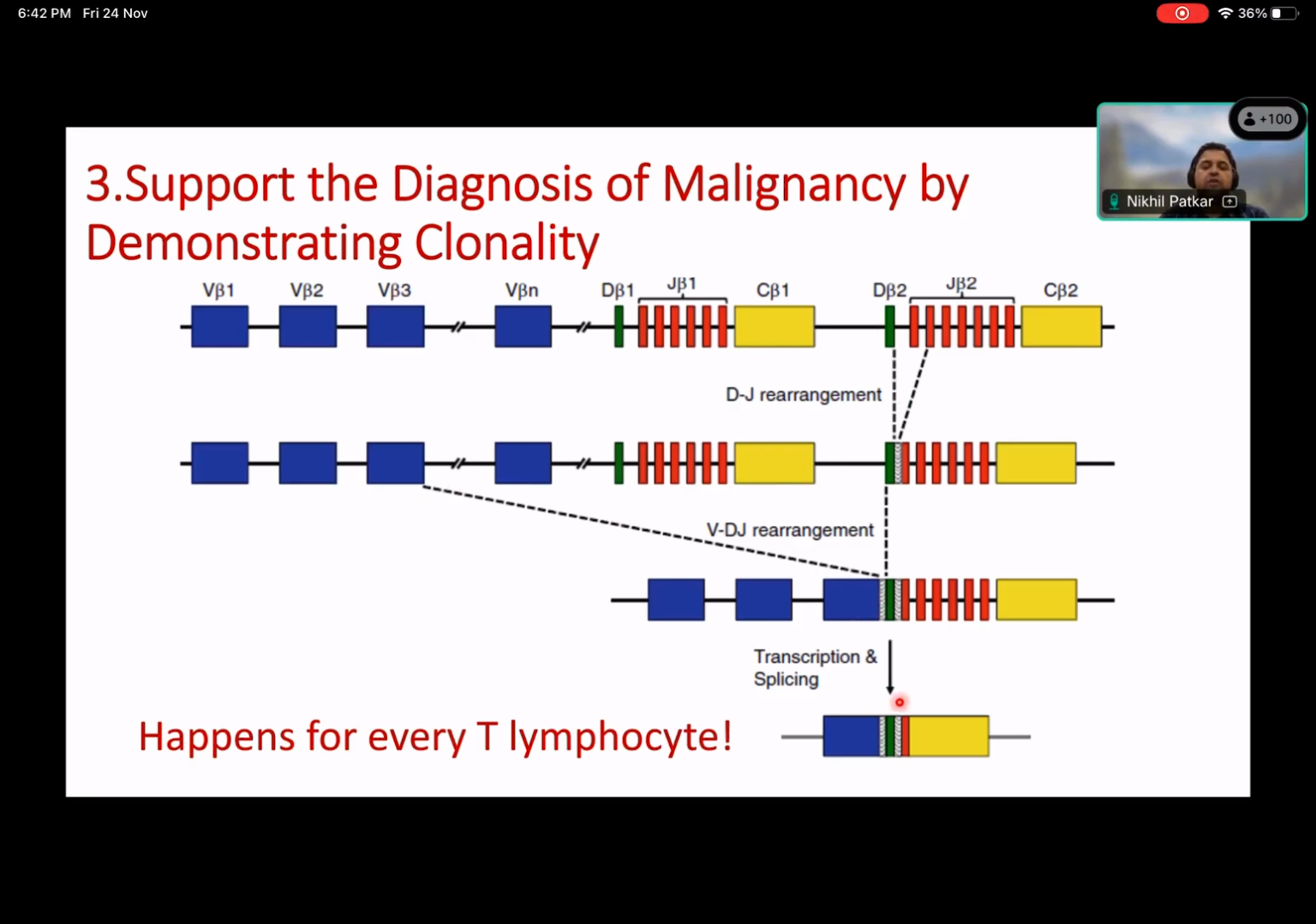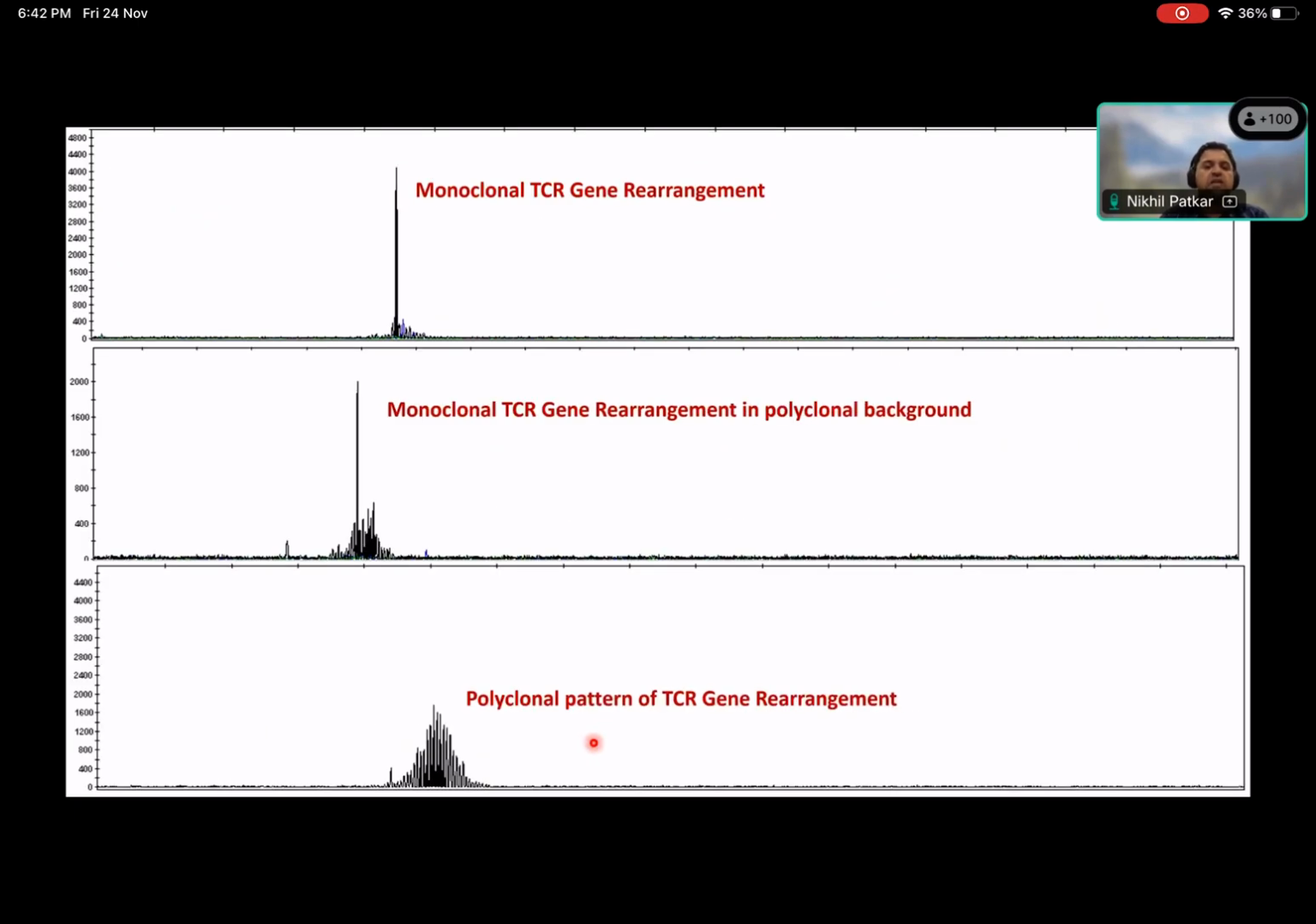This then results in transcription of this particular rearrangement and the formation of a TCR allele, and this happens for every T lymphocyte. So when you perform TCR gene rearrangements in a normal person like you and me, you get a Gaussian or bell-shaped curve like this, and in case of a T cell malignancy such as TLGL, you get a monoclonal gene rearrangement, as you can see here.